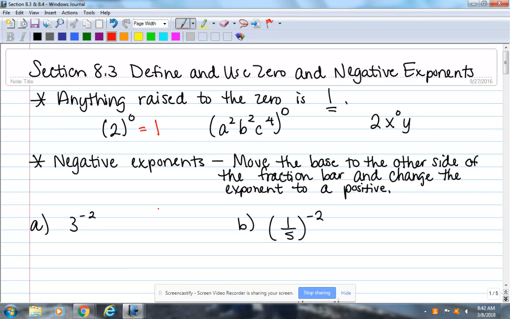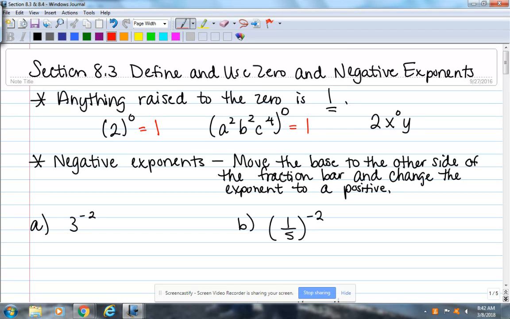The next one has a bunch of variables to the 0 power. What do they all equal? 1, because you see how that 0 is on the outside of the parentheses. So that means everything gets the 0 power. And 0 times all those numbers will be 0. So everything to the 0 power equals 1.